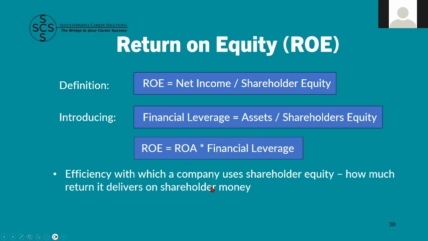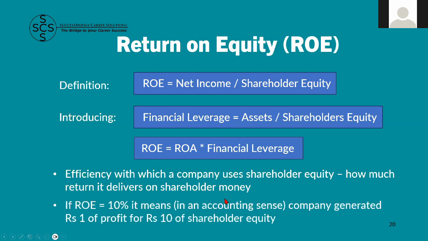So ROE basically means how efficiently the company uses shareholders' equity. So how much return it delivers on the shareholders' money. So that means that if the ROE is around 10%, it means that the company generated 1 rupee of profit for every 10 rupees of shareholders' equity.